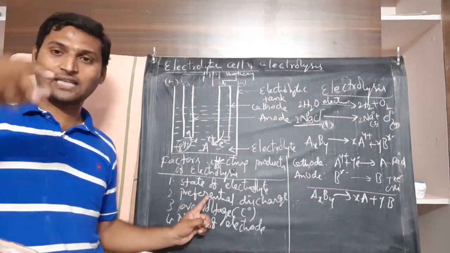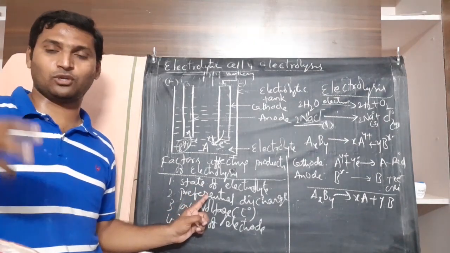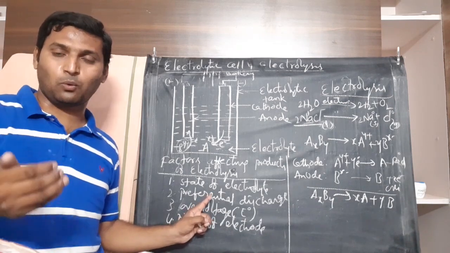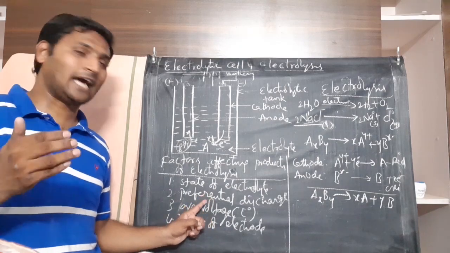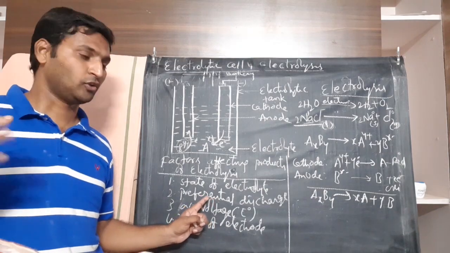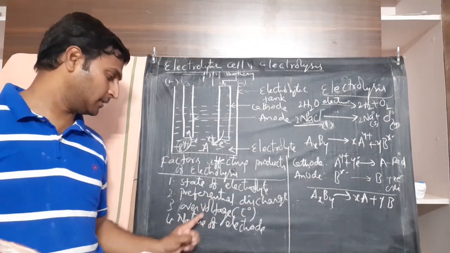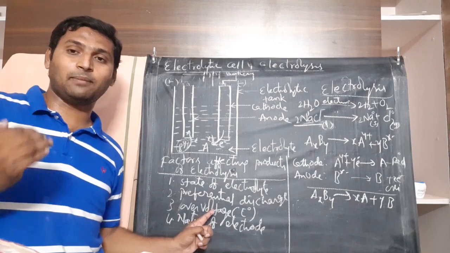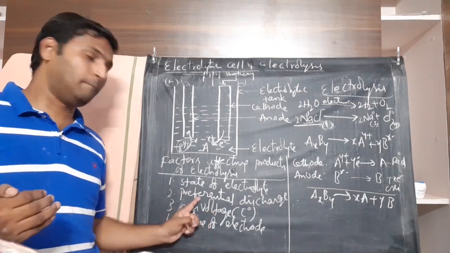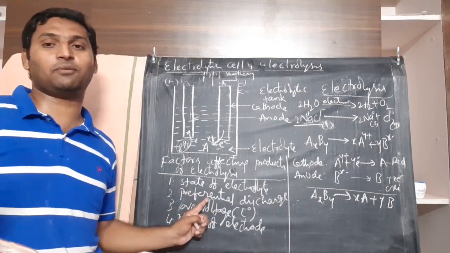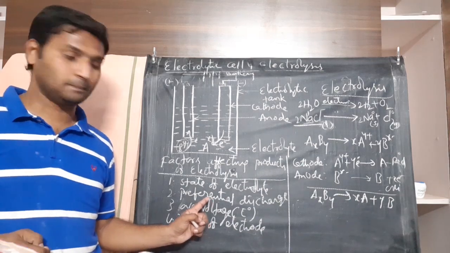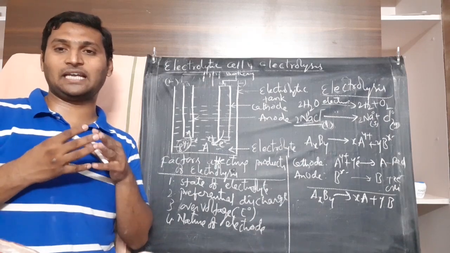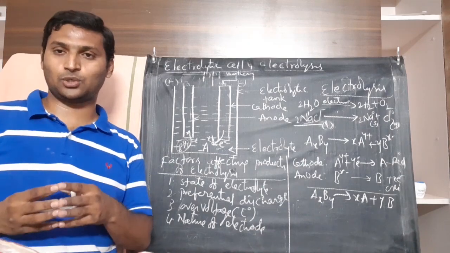Number two, when there is competition at the electrodes for more than one species to undergo reduction or oxidation, at cathode, the one with highest potential will win. At anode, the one with lowest potential will win, for reduction and oxidation respectively. Number three, in certain cases when the process is kinetically slow, it demands extra voltage, so a product not expected from preferential discharge theory may be formed. Number four, it depends on the nature of electrodes, whether you have taken reactive electrode or inert electrode.